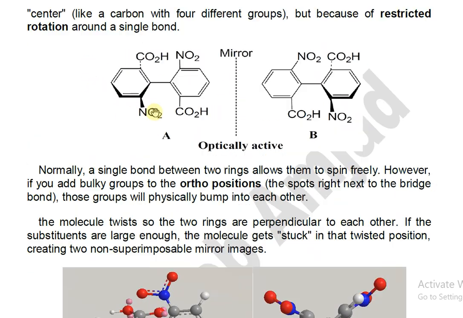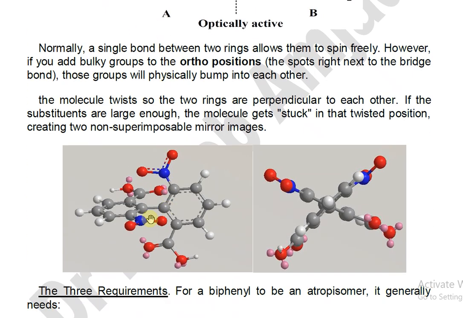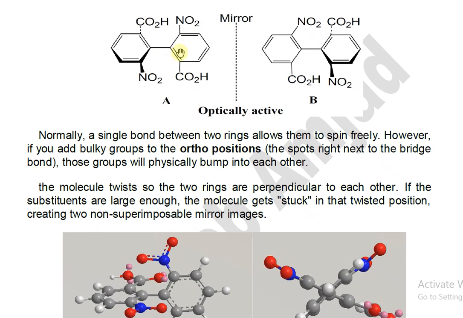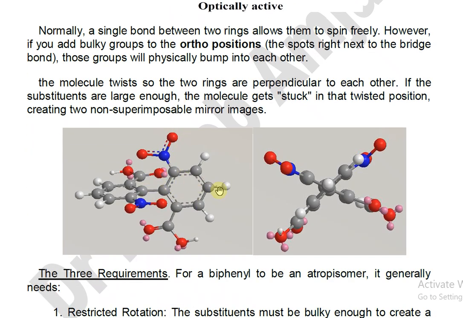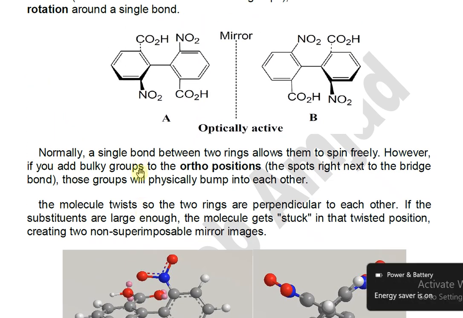So if I give you the three-dimensional figure for this molecule, this is the three-dimensional figure. Look, this cycle will be on the plane, and this cycle will be through the plane. That means this is near to you and this is far from you. So this molecule has no plane of symmetry.